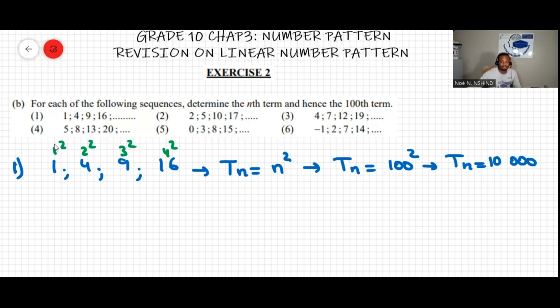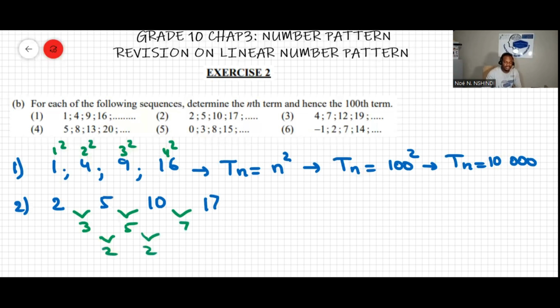Okay, and then question 2: 2, 5, 10, 17. This time we don't see a simple pattern. We cannot say it's plus 3 because the following can be plus 5 and then plus 7. So let me rewrite it here so we can see it clearly: 2, 5, 10, and then 17. You notice that there is no constant difference here, but the differences are 3, 5, and then 7. And there is another difference here, which is constant.